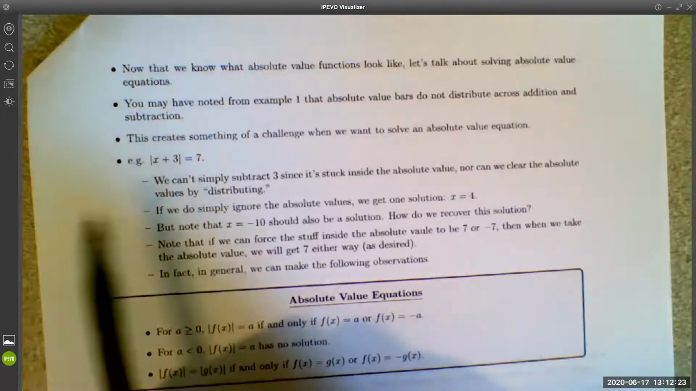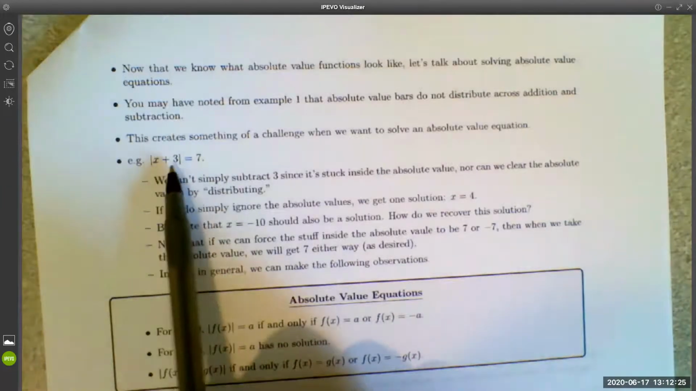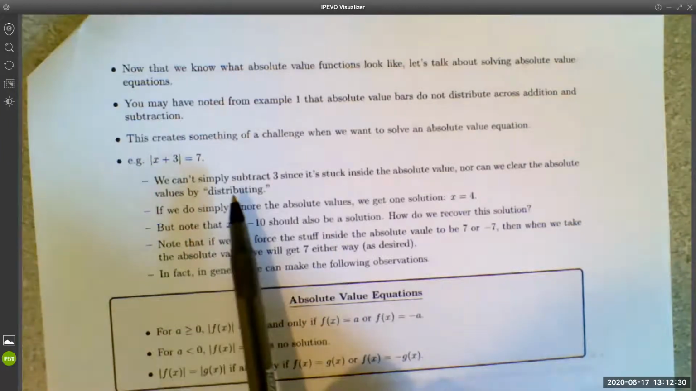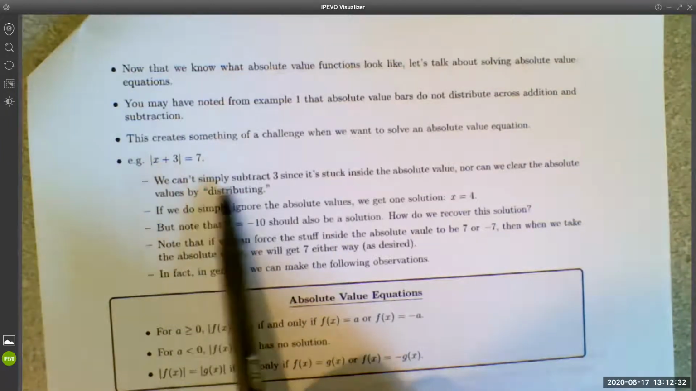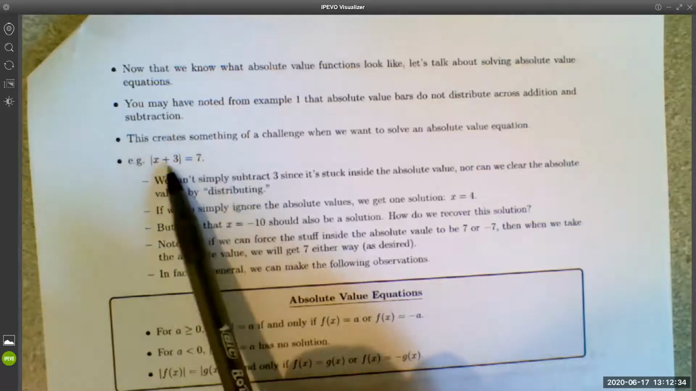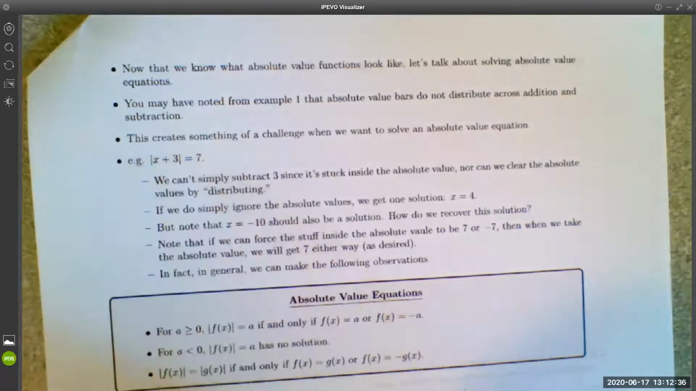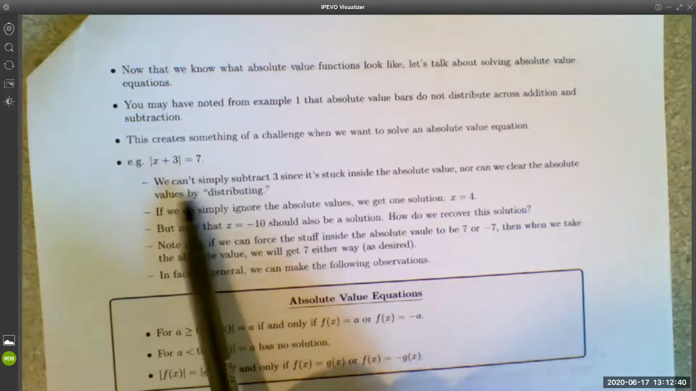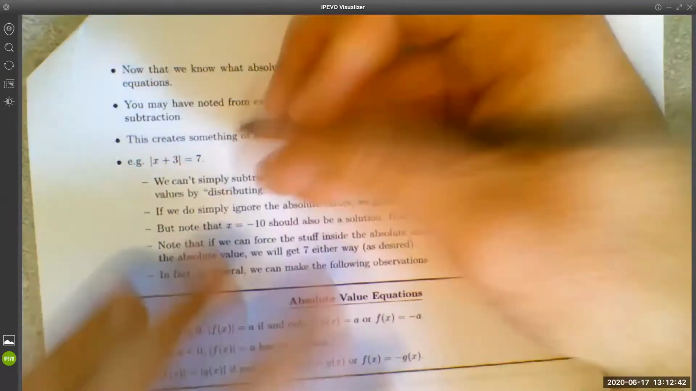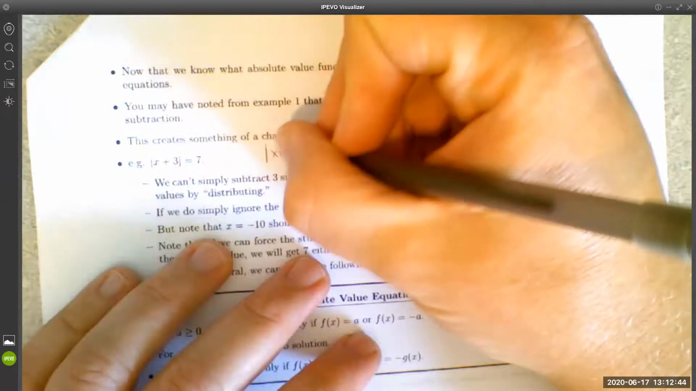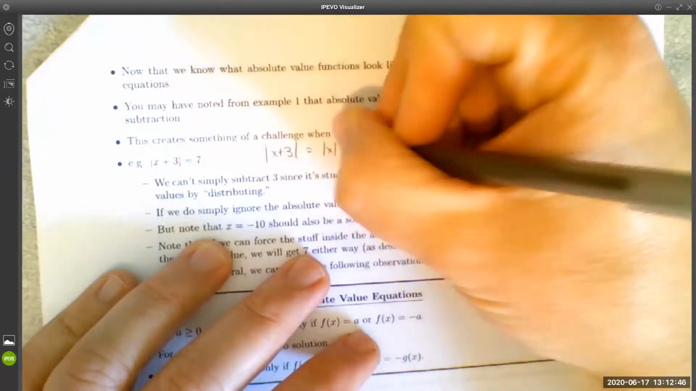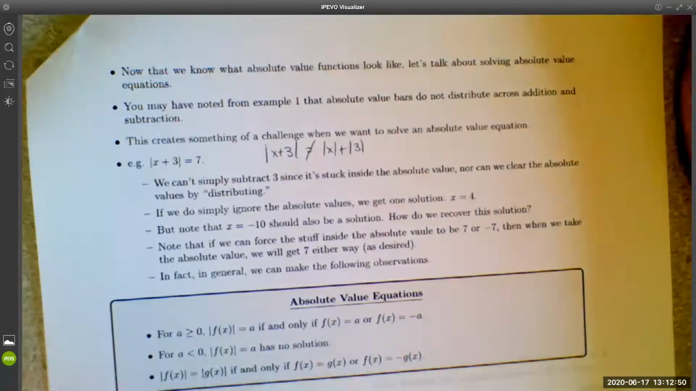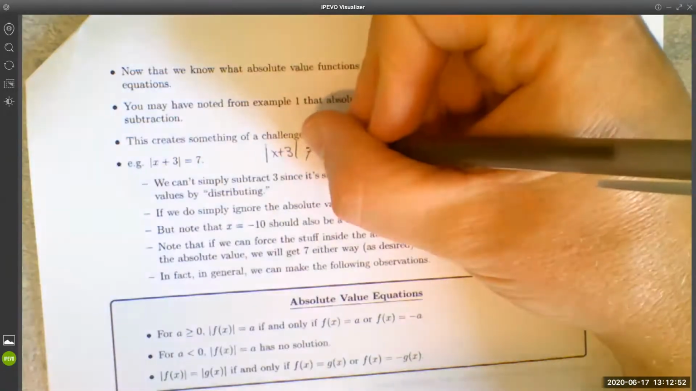So let's, for example, look at something like absolute value of x plus 3 equals 7. We can't just subtract 3 from both sides. The 3 is trapped inside of the absolute value. And we can't distribute the absolute value, like we can't say that absolute value of x plus 3 is equal to absolute value of x plus absolute value of 3. That's not true. You could do some examples to convince yourself that that's not true, right?